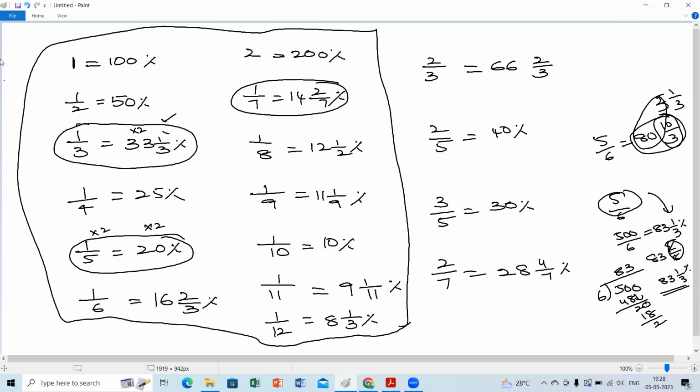Is it clear, children? Now this table is helpful for you. This is the base part you can remember so that you can do your calculations faster. Okay, fine, children. Shall I clear the screen so we can move to the next part? Clear it, ma'am.